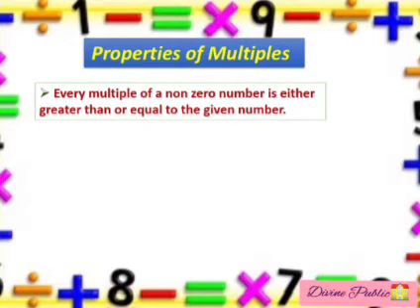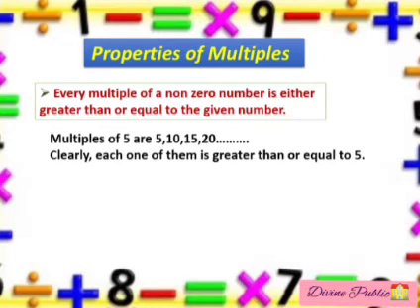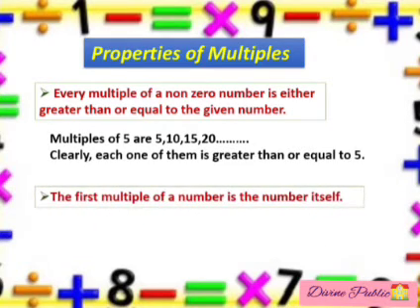Fifth, every multiple of a non-zero number is either greater than or equal to the given number. For example, multiples of 5 are 5, 10, 15, 20 and so on. Here, clearly each one of them is greater than or equal to 5. Next, the first multiple of a number is the number itself. First multiple of 7 is 7.